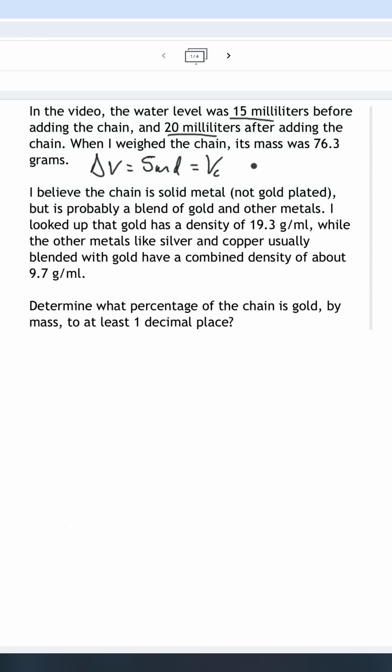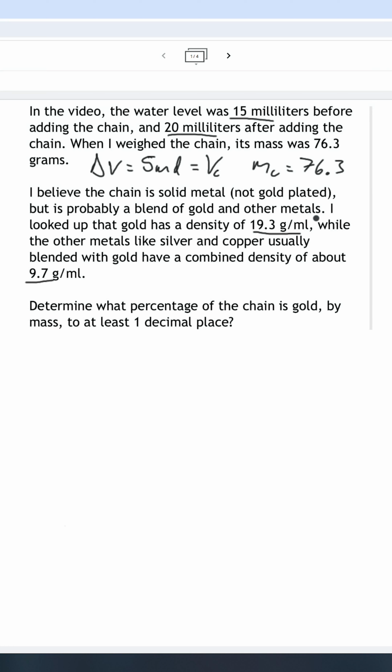And the mass of the chain is going to be 76.3 grams. Now, we're going to have to use the mass of the chain combined with the mass of the gold and the other metals. So we are going to make a system of equations, but we'll get there. All right, so we also have densities of gold and of different metals. In copper usually, all right, so the density of other metals is 9.7 and the density of gold is 19.3.